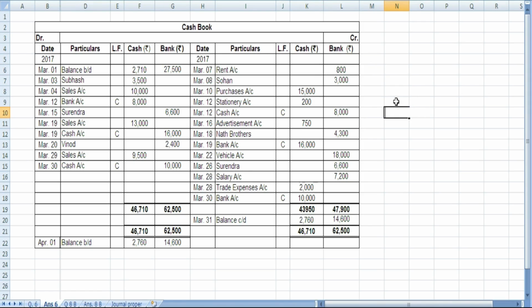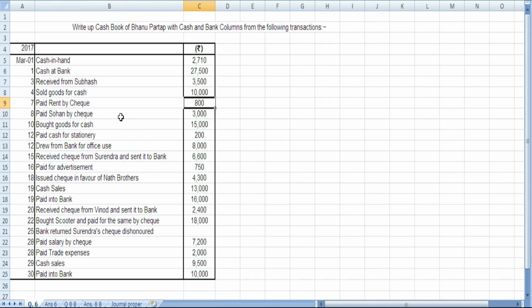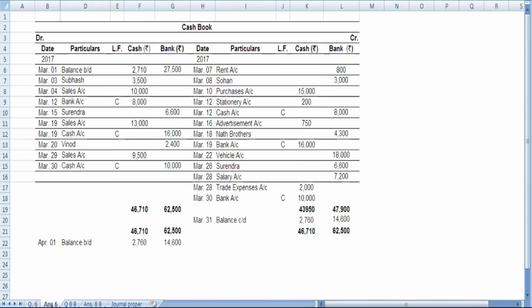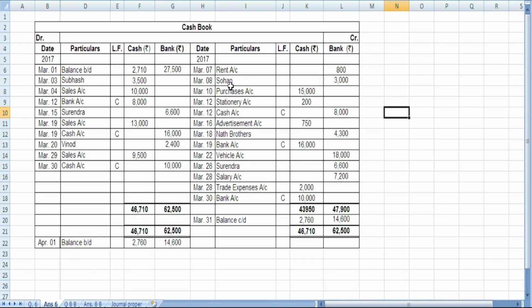Okay, next we have paid Sohan by check. So Bhanu Pratap pays to Sohan. So Sohan becomes the receiver. So debit Sohan. Sohan account debit again by check. That means bank. So Sohan account debit to bank. So here again will be on the by side March 8 Sohan, and in the bank column since it is paid through check.